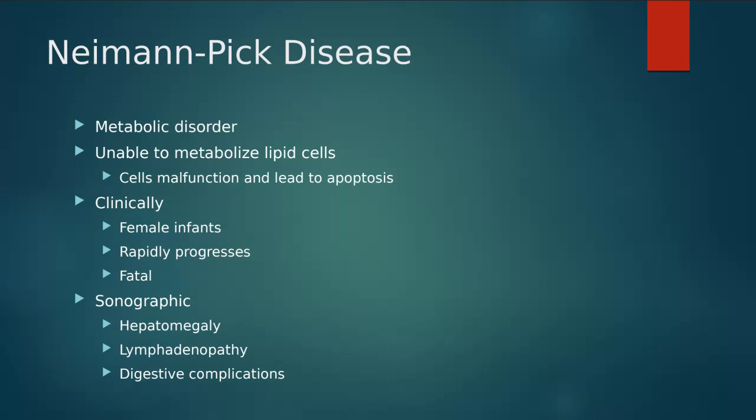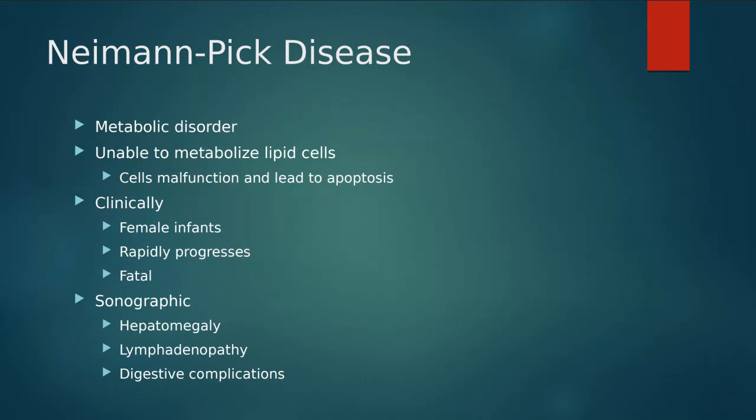Next, we have Niemann-Pick disease, another metabolic disorder. This is where we're unable to break down lipid cells. So unlike Gaucher's disease, where we have the accumulation of those lipid cells, now our body actually can't break down those lipid cells. So the cells are going to start to malfunction, and it's going to lead to cellular death, apoptosis. That's a very big biology term that you probably remember.